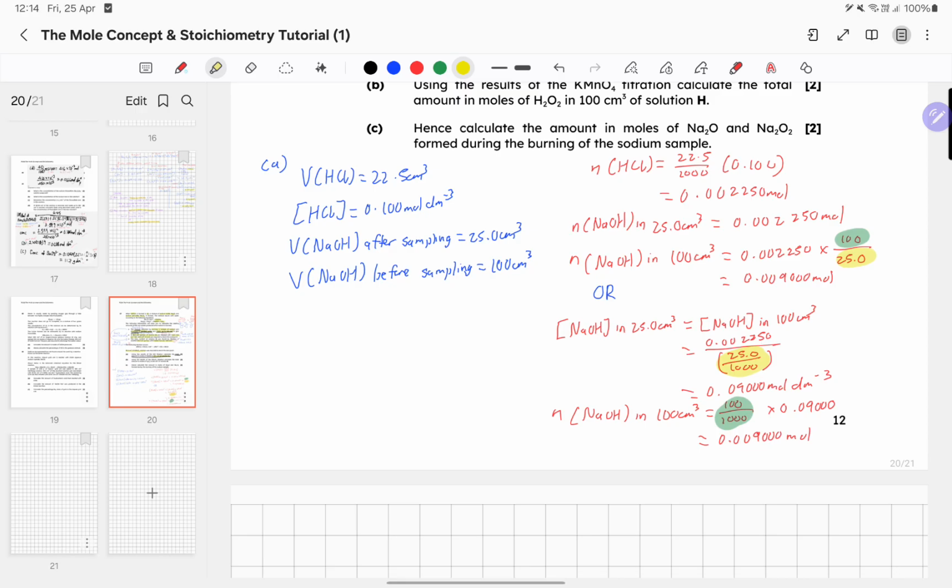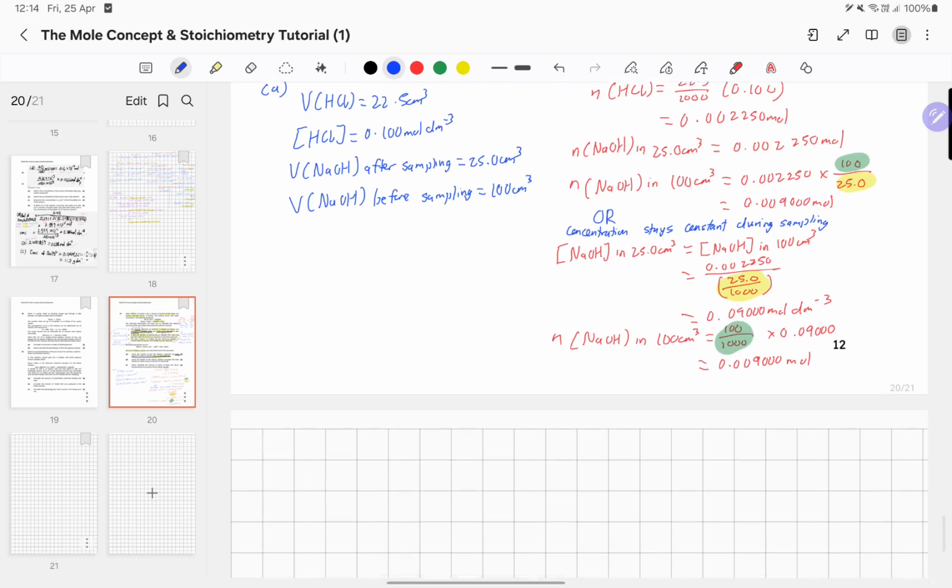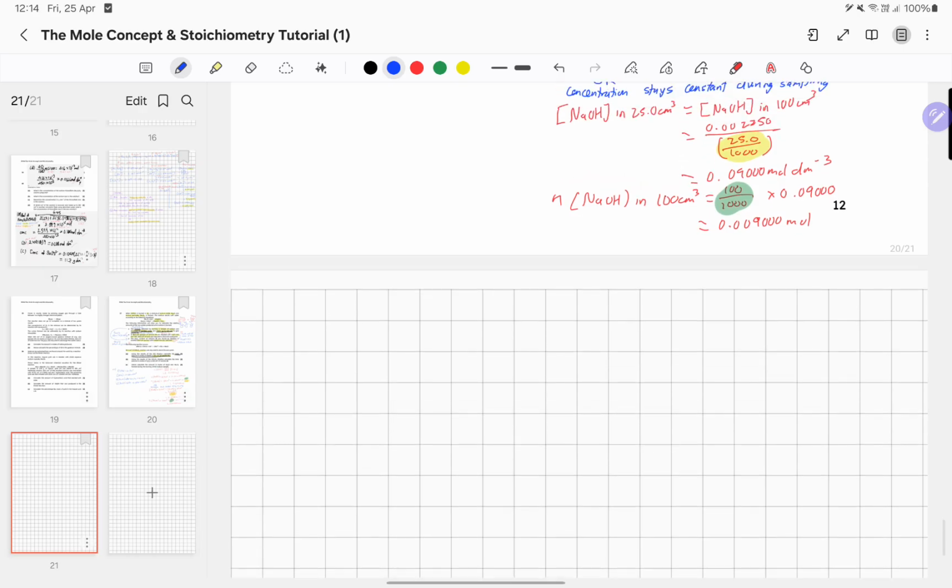Okay, it's just making use of the concept that during sampling, the concentration stays constant. Whereas for dilution, the number of moles of the substance stays constant. Okay, and then you get the answer over here.